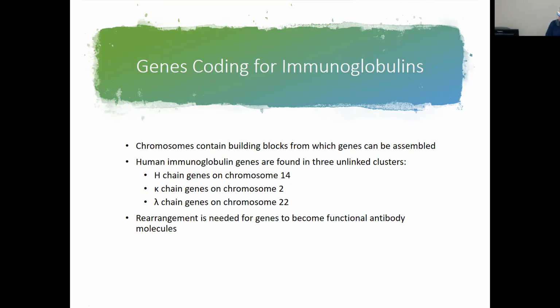And the snapshot you're going to see is on 71. So he'll go through that and show you what's going on and how it's rearranged. But we have this: chromosomes contain building blocks. We understand that. The human immunoglobulin genes are found in 3 unlinked clusters. There's the H chain in chromosome 14, the kappa chain in chromosome 2, and the lambda chain in chromosome 22.